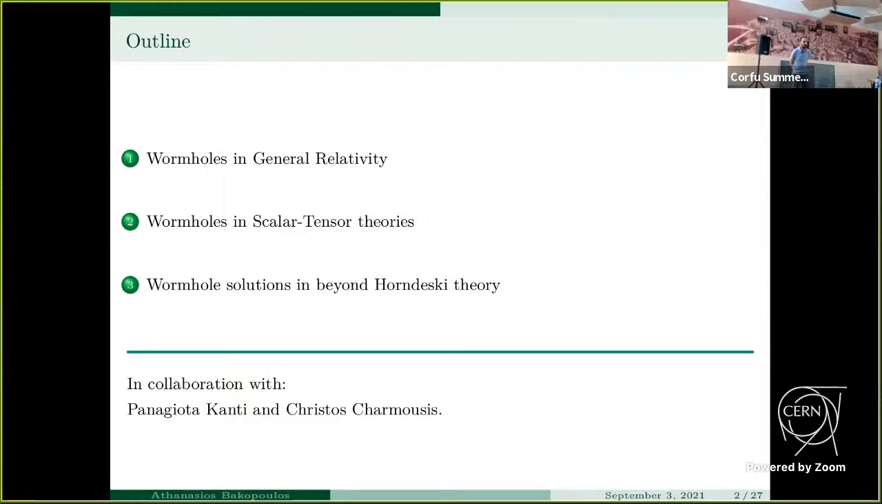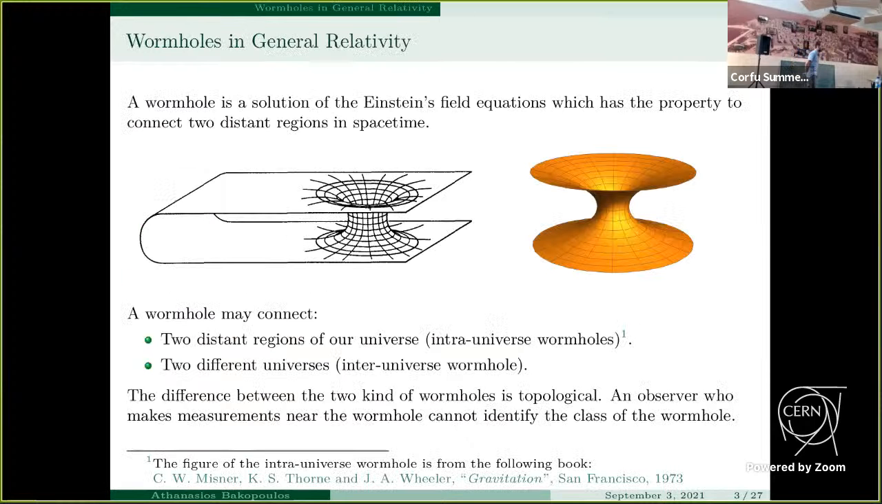A wormhole is a solution of the Einstein field equations, which has the property to connect two distant regions in space-time. A wormhole may connect two distant regions of our universe or two different universes. However, the difference between the two kinds of wormholes is topological, and an observer who makes measurements near the wormhole cannot identify its class.